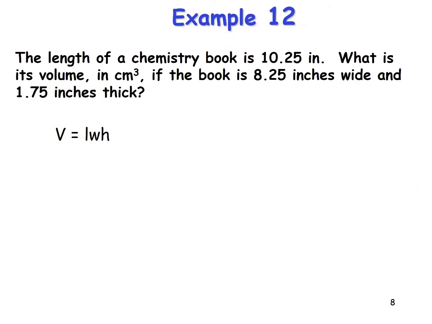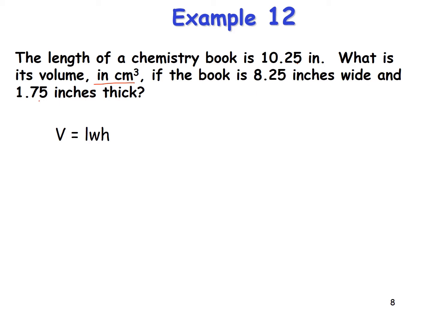So let's do this problem. So a textbook has these dimensions. So that's the length, the width, and the thickness, right? So these are the parameters, and it wants us to find the volume in cubic centimeters. So you have two ways here. You can either convert these to centimeters one by one, and then multiply everything together according to the formula, and then you will have the answer in cubic centimeters.